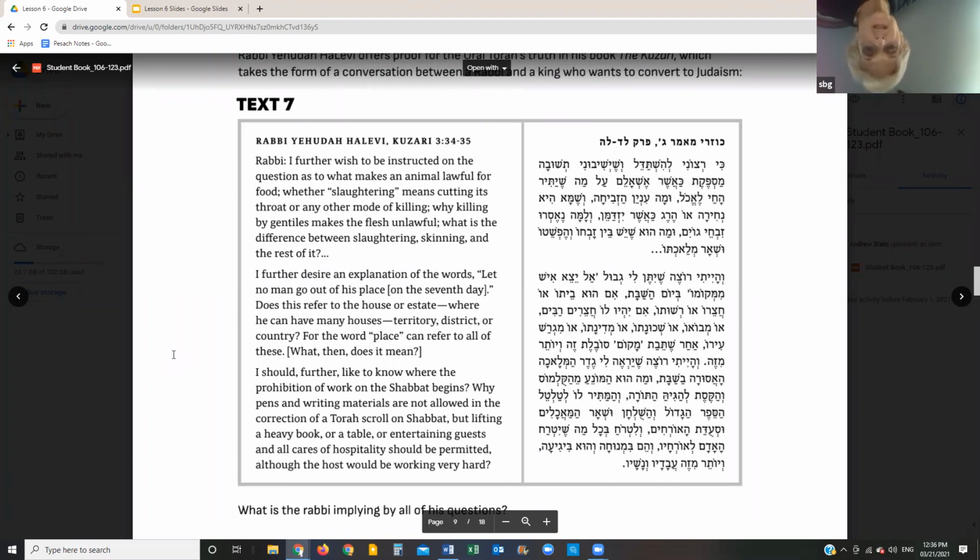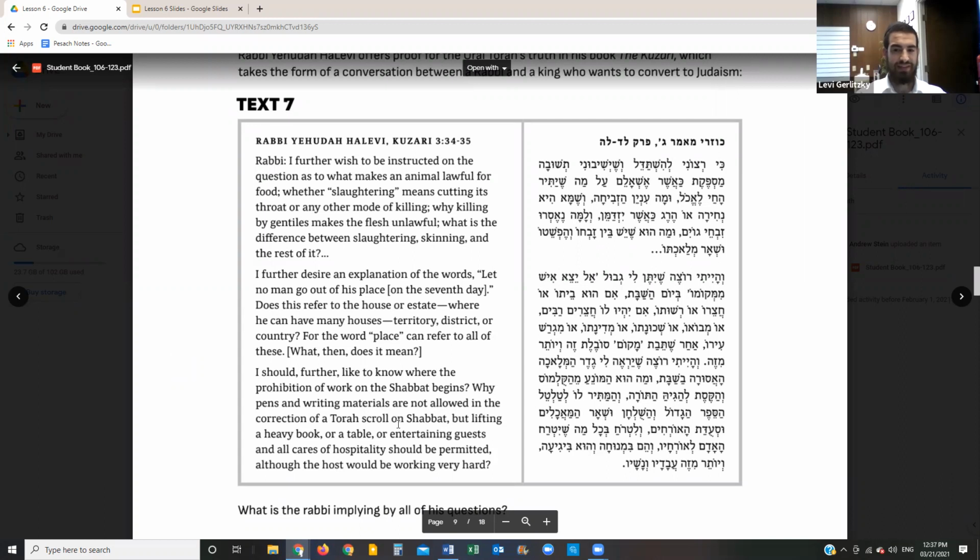I should further like to know where the prohibition of work on the Sabbath begins. Why are pens and writing materials not allowed in the correction of a Torah scroll on Shabbat, but lifting a heavy book or a table or entertaining guests and all cares of hospitality should be permitted, although the host would be working very hard?